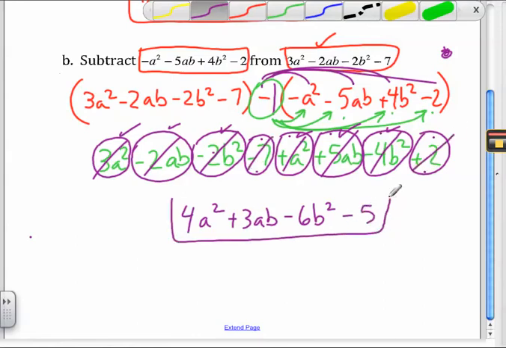So guys, that's the polynomial I get when I subtract it correctly. All right. Great job, guys. Now I think you're ready for your homework. Be careful of the word from. Subtract this from that. So this goes first. Great job, guys.